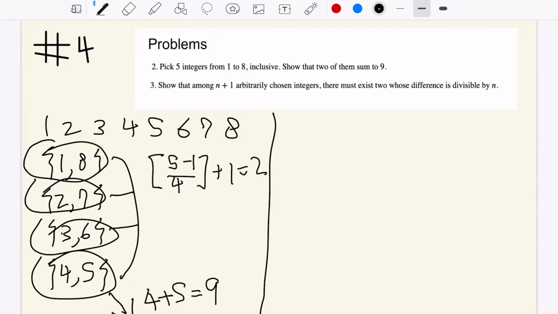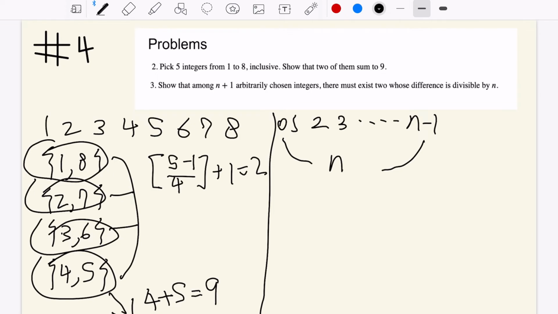Moving on to the next problem: show that among n plus 1 chosen integers, there must exist 2 whose difference is divisible by n. Let's group all of the integers based on their remainder when they're divided by n. Then there will be n groups, because there will be groups whose remainder is 1, remainder is 2, remainder is 3, up to remainder n minus 1, and one that is divisible by n, so its remainder is 0. So there are n groups.